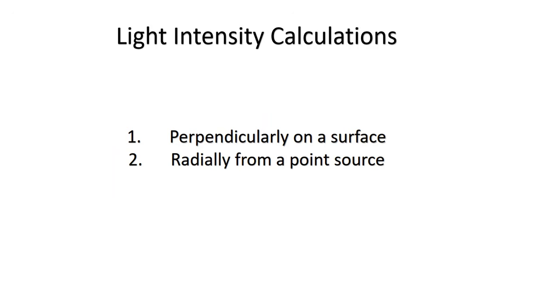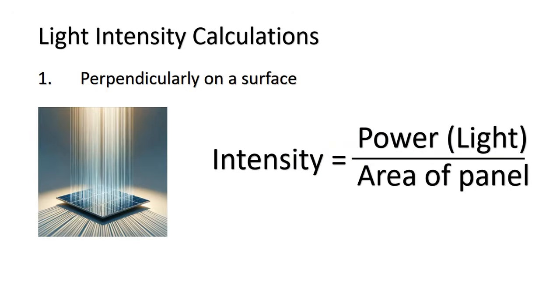Next, you have calculations involving light intensity. So there are two separate scenarios you have to address. One would be light being incident perpendicularly on a surface. The other one is light incident radially from a point source. First, look at the first section.